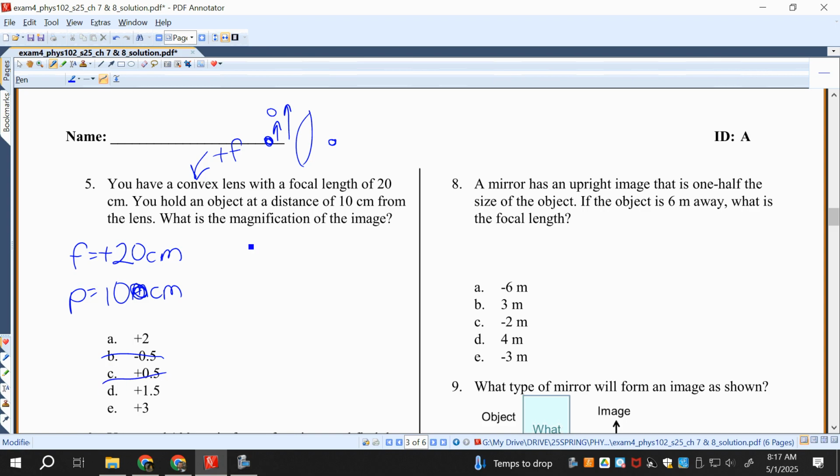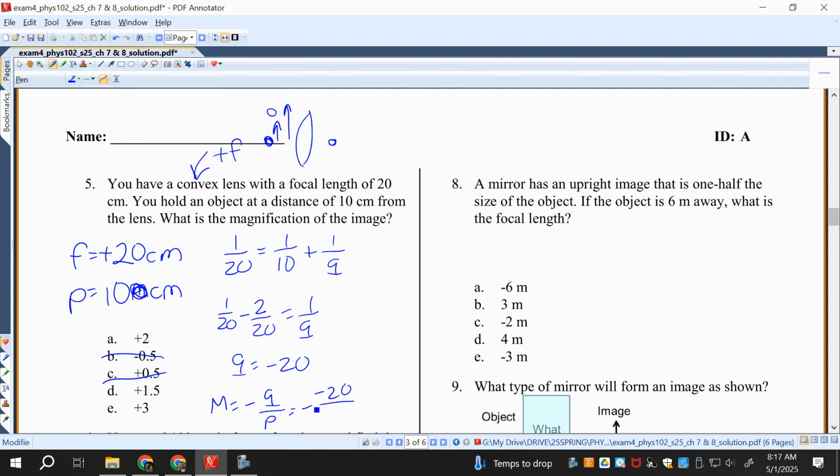Now, I need to go through the rest of it. 1 over 20 equals 1 over 10 plus 1 over Q. That's 1 over 20 minus 2 over 20. I just changed that 1 over 10 to 2 over 20 equals 1 over Q. So Q is equal to negative 20. And then M is negative Q over P, negative negative 20 over P, which is 10. So it's positive 2. A is the right answer for 5.